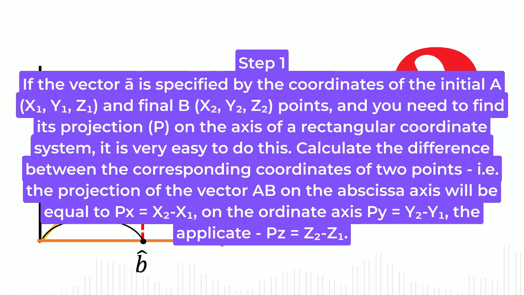Instructions. Step 1. If the vector AB is specified by the coordinates of the initial point A (x1, y1, z1) and final point B (x2, y2, z2), and you need to find its projection P on the axis of a rectangular coordinate system, it is very easy to do this. Calculate the difference between the corresponding coordinates of the 2 points, i.e., the projection of the vector AB on the abscissa axis will be equal to px = x2 - x1, on the ordinate axis py = y2 - y1, on the applicate axis pz = z2 - z1.